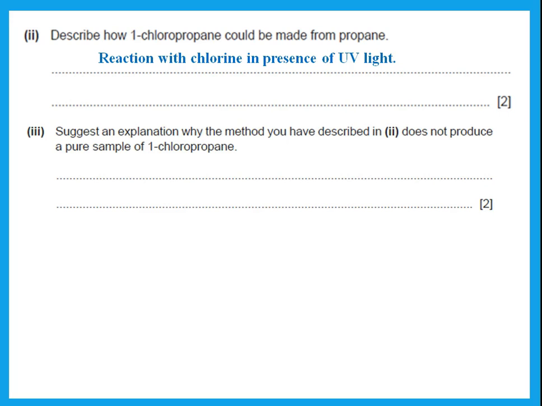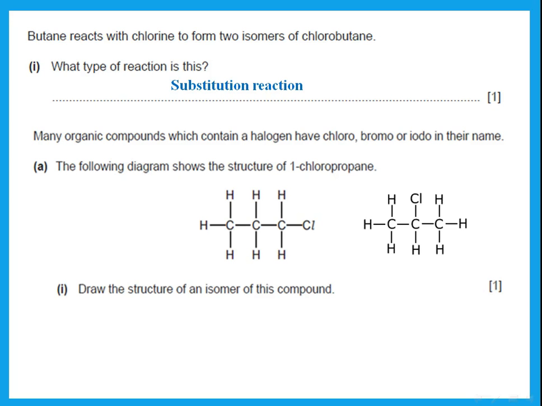Now, explain why the method you have described does not produce a pure sample of 1-chloropropane. Remember, when we said we have propane and we have chlorine, what happens is one chlorine will replace one of the hydrogens. The one he gave you here was 1-chloropropane. Well, we said it could remove any of the hydrogens. So actually I will not have just 1-chloro, I could have the 1-chloro and the one with the chlorine in the middle. So that is the 2-chloro.